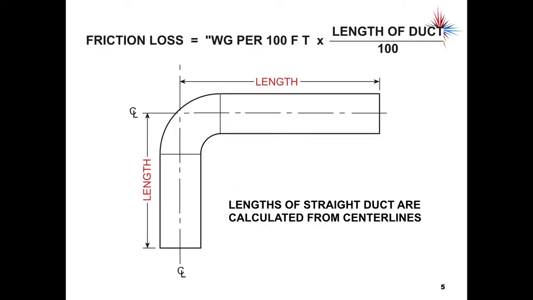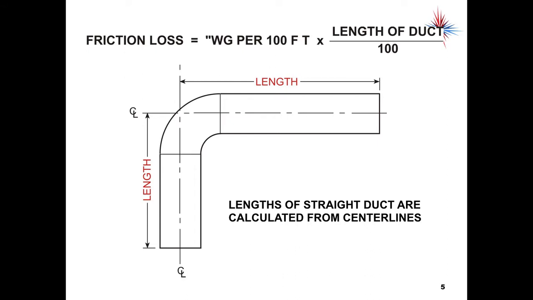Most of the pressure loss in a straight duct system is called friction loss. Friction loss for straight duct equals inches of water gauge or water column per 100 feet times the total duct length divided by 100.